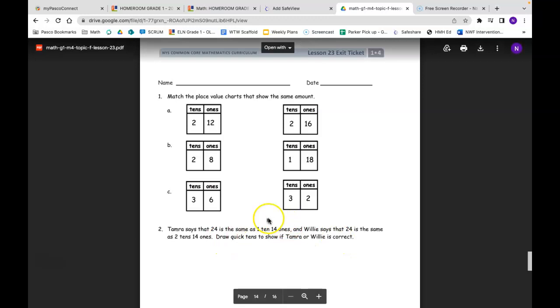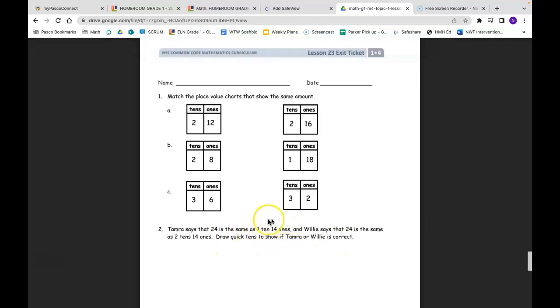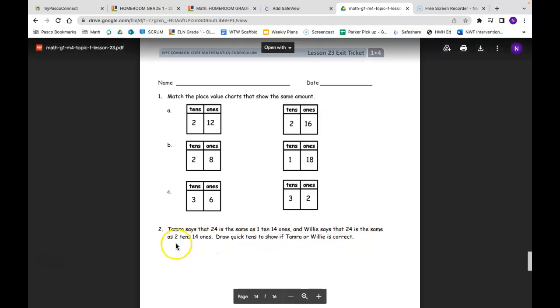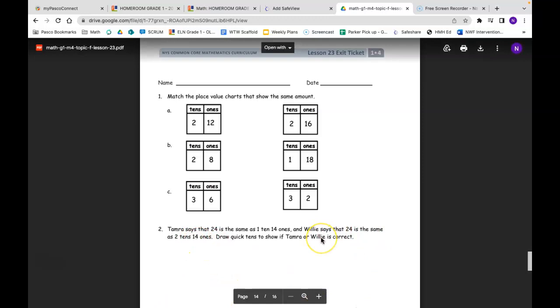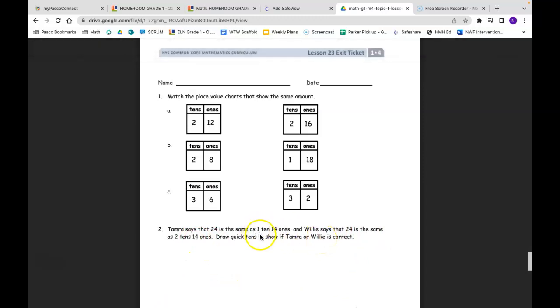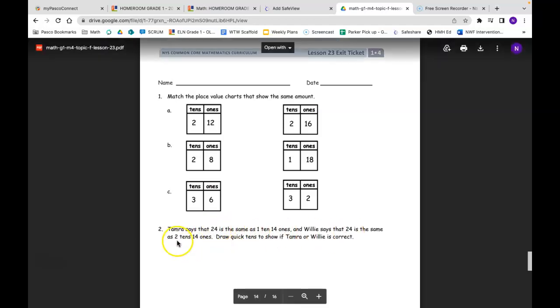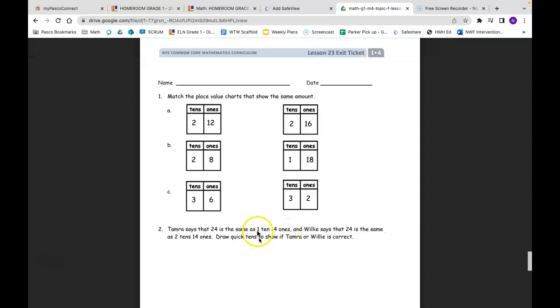So I want you to do quick tens and ones for Tamara's 110 and 14 ones, and then the same for Willie's 2 10s and 14 ones. Draw quick tens and ones down here. Which one is correct? Does Tamara's 110 and 14 ones equal 24, or does Willie's 2 10s and 14 ones equal 24? Circle the one that is correct. Okay, make sure if you see more than 10 ones, remember that converts into another 10 just like we practiced.